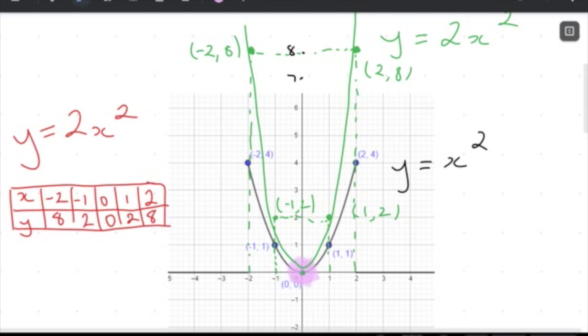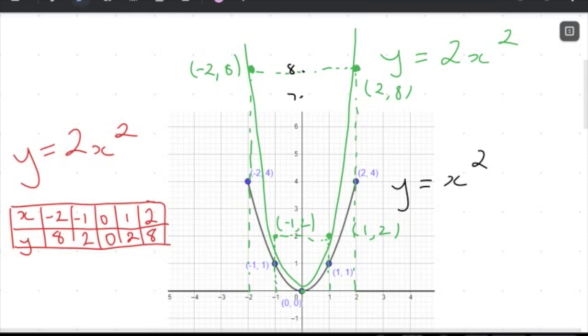Now it's important to note here, this point 0, 0 as well, that's also being stretched by a factor of 2. But when we multiply 0 by a factor of 2, we still get 0, right? So that point is going to remain. So even though it doesn't change, we can still think of it as getting stretched by a factor of 2.